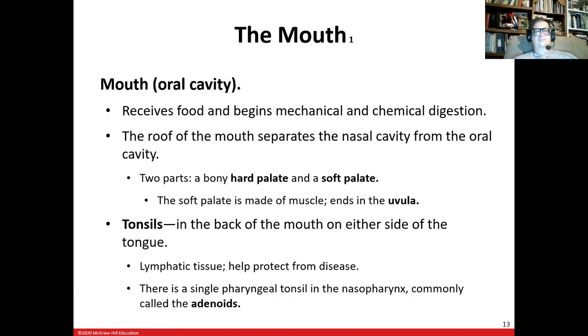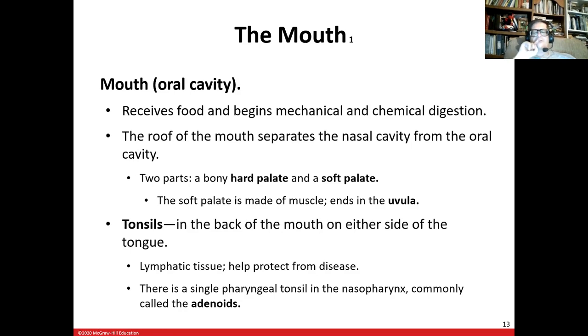Let's move on. All right, so the mouth is the oral cavity. That's where we start mechanical and chemical digestion. When we say start mechanical, I'm talking about chewing, mixing the food with the saliva. Chemical, I'm talking about enzymes in the saliva, things like salivary amylase that breaks down starch. The roof of your mouth here, it separates the nasal cavity from the oral cavity.